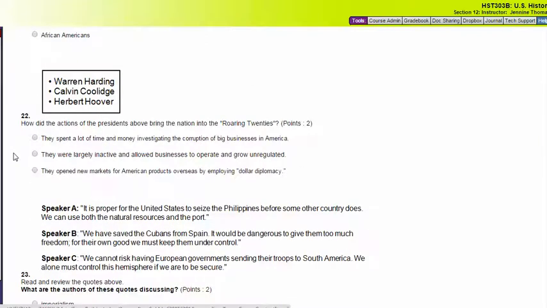Number 22. How did the actions of the presidents above bring the nation into the roaring 20s? They spent a lot of time and money investigating the corruption of big business in America. They were largely inactive and allowed business to operate and grow unregulated. They opened new markets for American products overseas by employing dollar diplomacy.